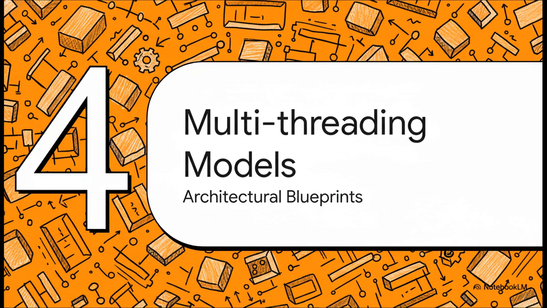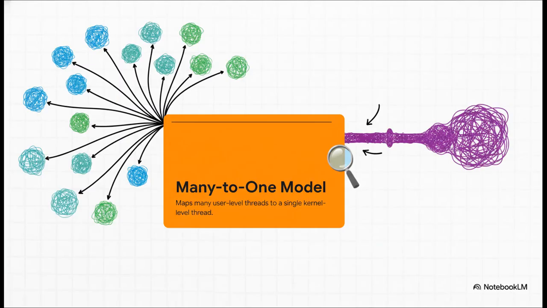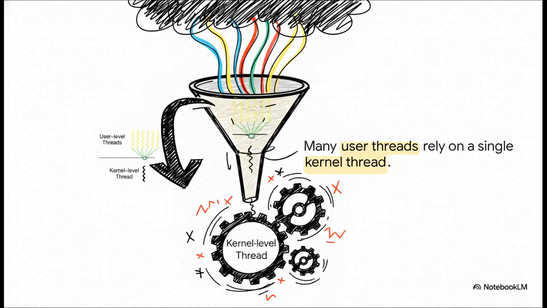Let's see how they stack up. First up is the many-to-one model. And honestly, the name pretty much says it all. You can have a whole bunch of user-level threads, but they all have to share one single lifeline down to the kernel. And you can see it right here in this diagram. All those user threads up the top, they're all being funneled down through that one single kernel thread at the bottom. The potential bottleneck here is, well, it's pretty obvious.